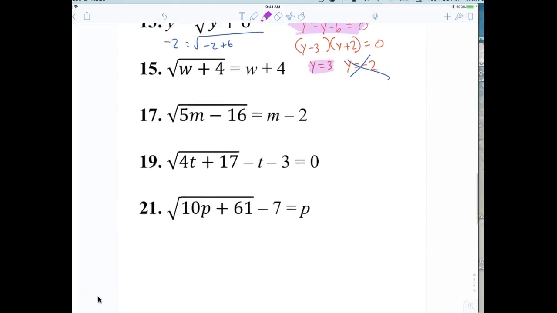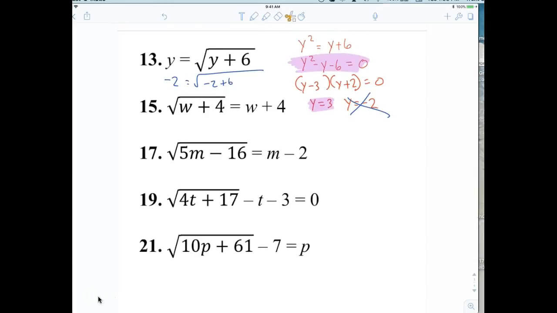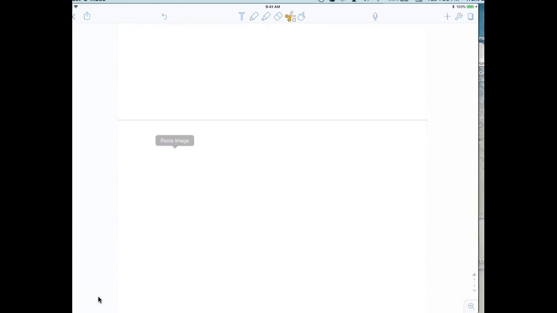All right, here we go. Now, I want everybody to take a look at question 15. All right, let's go ahead and do that. I'm going to copy it again and just put it down here. All right, please take a look. The radical is isolated, do we agree? Yes. So now we're going to square both sides.